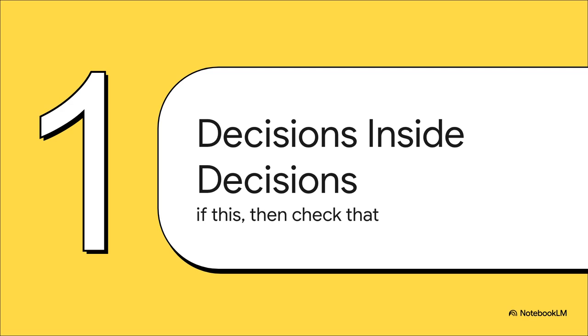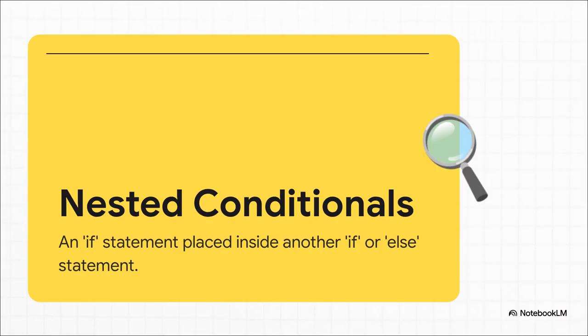Well, the whole idea is that sometimes you only want to ask a second question if the answer to the first one was yes. It's about creating a clear path, making sure your program checks for things in the right order. And the official name for this cool trick is a nested conditional. Honestly, the best way to picture it is like those Russian nesting dolls. You literally have to open the big outer doll before you can even get to the smaller one inside. Our code is going to work the exact same way.